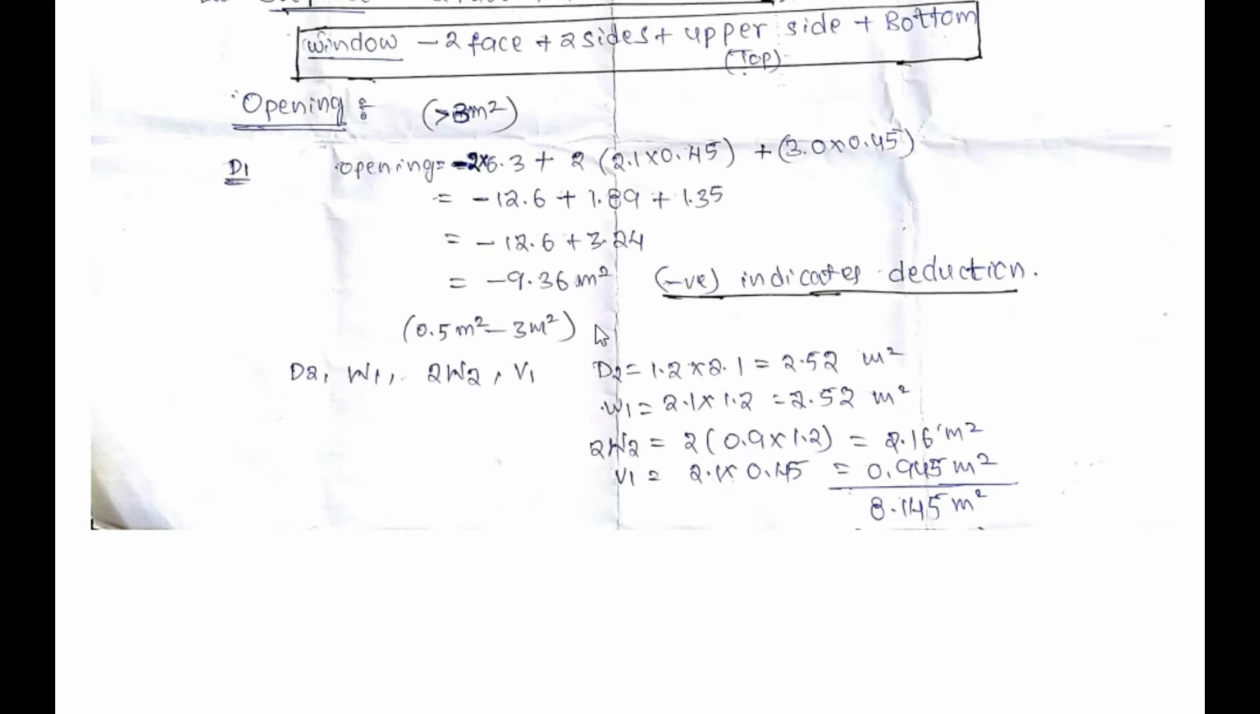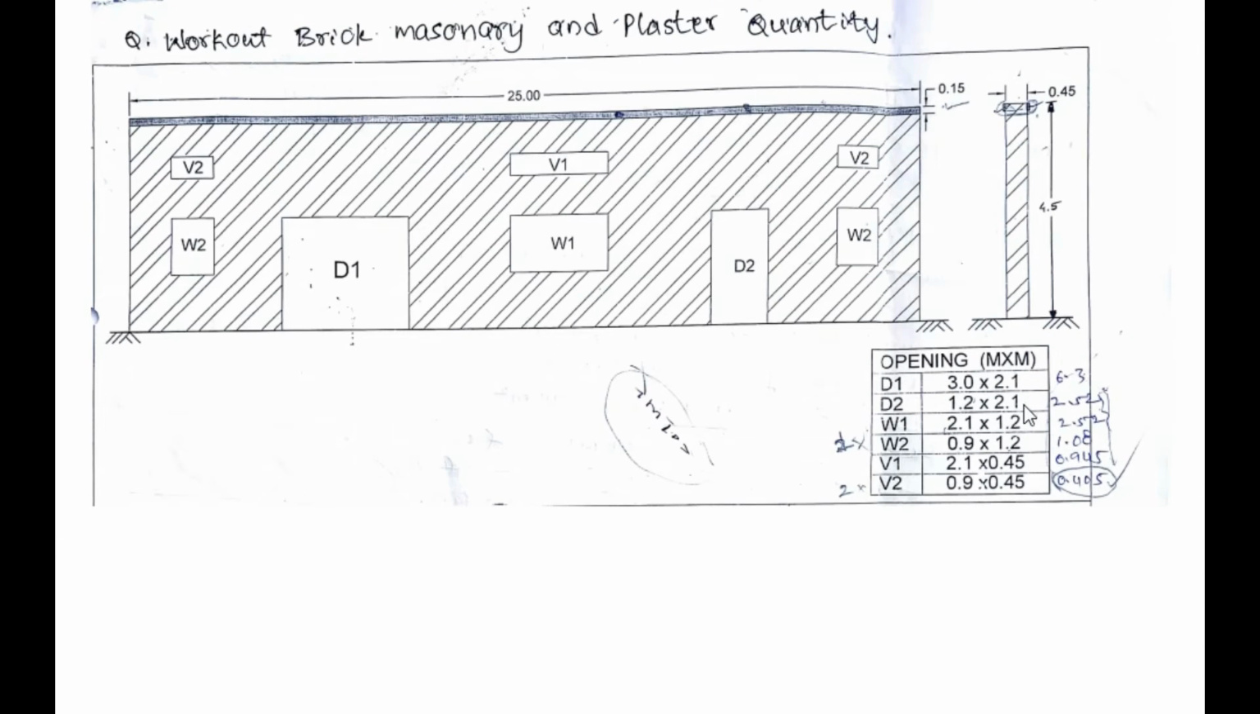Now we will calculate for the openings having an area of 0.5 meter square to 3 meter square. Let's see the table so that it will be very clear to you how many openings are less than 3 meter square and greater than 0.5 meter square. You can see here D2, W1, W2, V1. These four are greater than 0.5 meter square and less than 3 meter square.